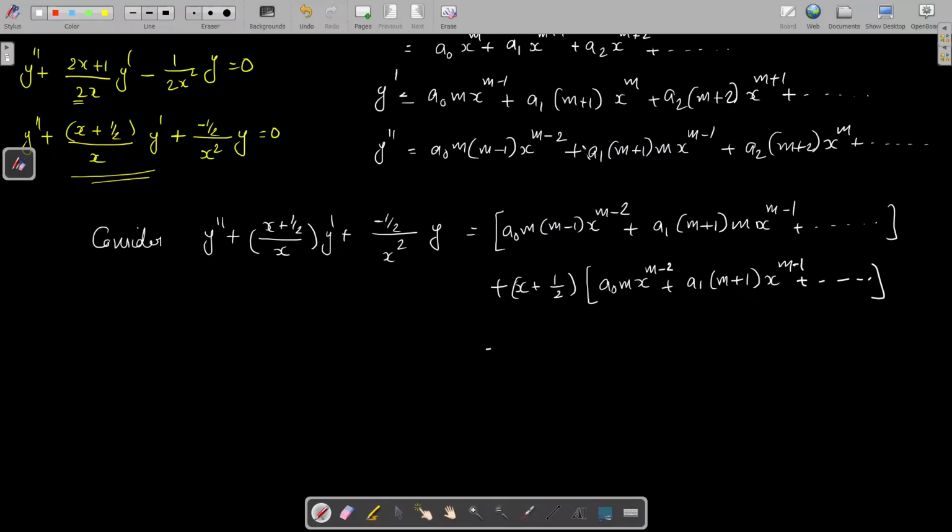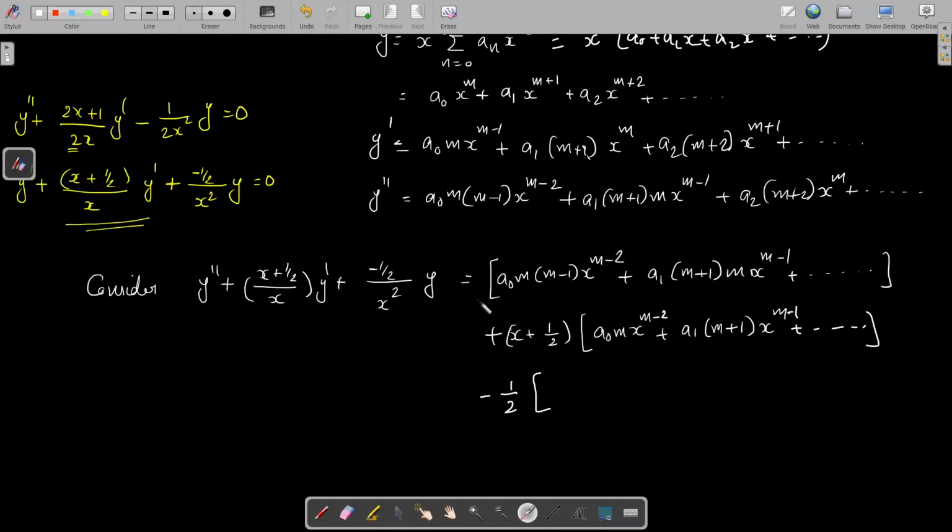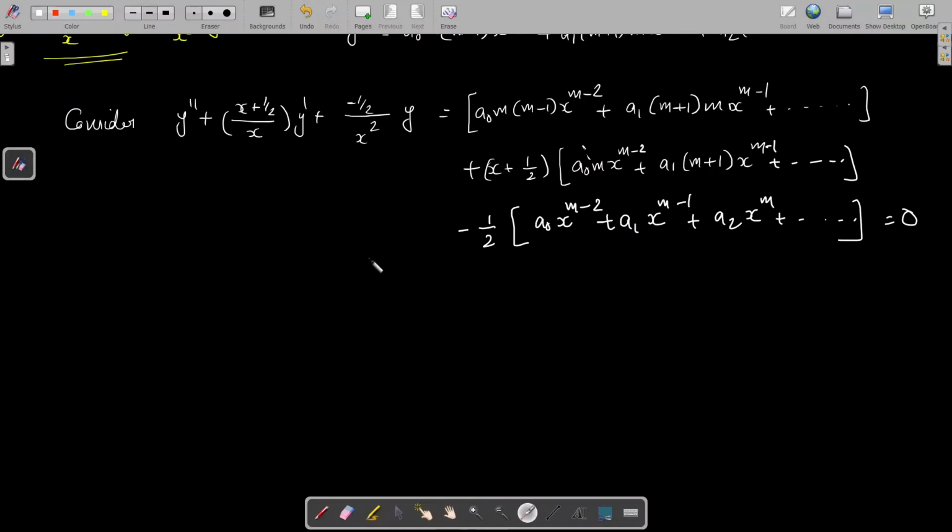Okay, and the last expression is minus 1 by 2 into y, and 1 by 2 is here in the numerator. Now we have to divide the expression y by x square. So what was y? Y is here. We have to divide this expression by x square. So you have a naught x raised to m minus 2. You are dividing each term by x square, plus a1 x raised to m plus 1 minus 2 is m minus 1, plus a2 x raised to m plus 2 minus 2 is m, plus etc. Okay, actually this expression equals 0, because this differential equation we have to equate it to 0.